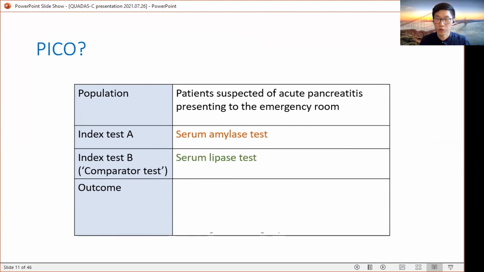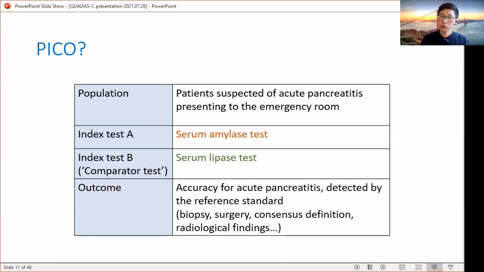Sometimes people call index test B a comparator test. I usually refrain from using the word comparator because some people think of the reference standard when they hear the word comparator. And the outcome that we want to measure is accuracy for acute pancreatitis, which is detected by the reference standard, which can be biopsy, surgery, or any other test for acute pancreatitis. So what I want to point out here is that the reference standard is not a comparison test, but is actually part of the outcome.